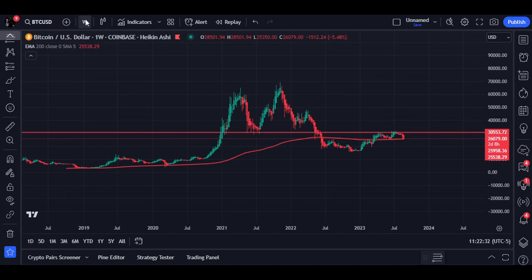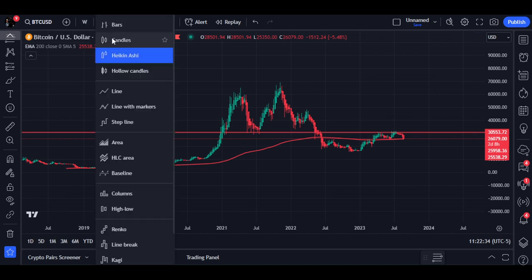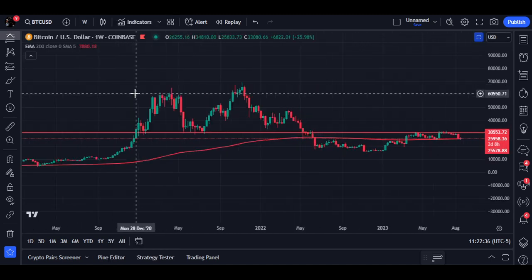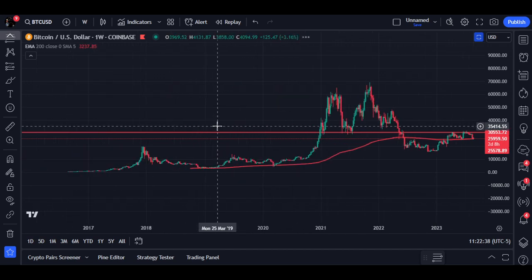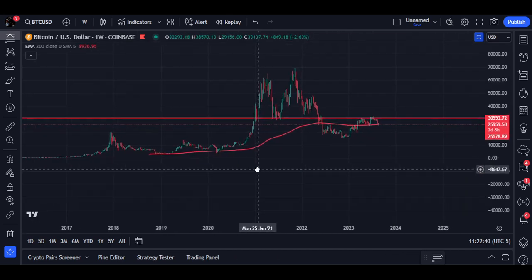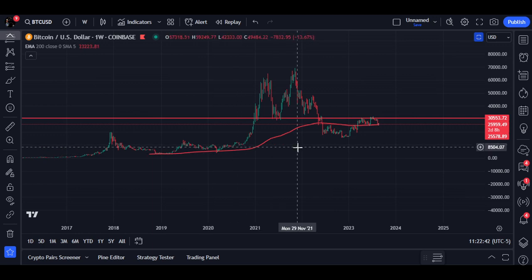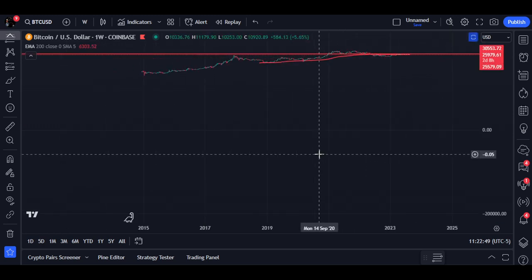But if we switch to our regular candles, I just want to point out a couple things on the macro Bitcoin chart that a lot of people are ignoring. Why, I'm not really sure. So now this is just on the regular scale. What I want to do is switch to a log scale.